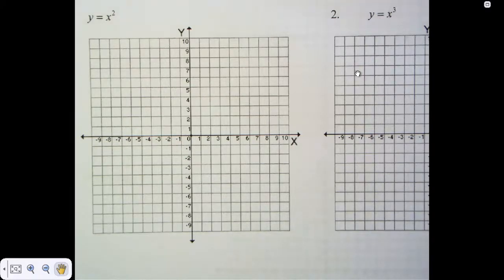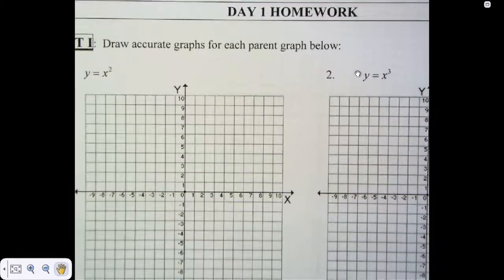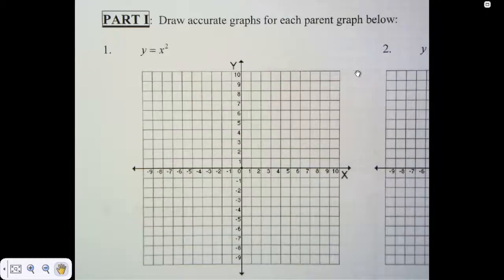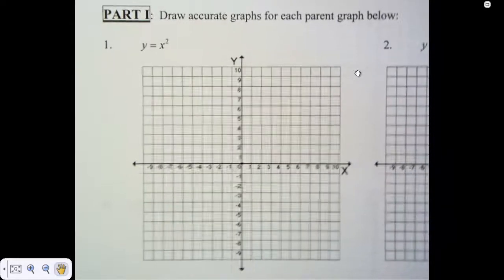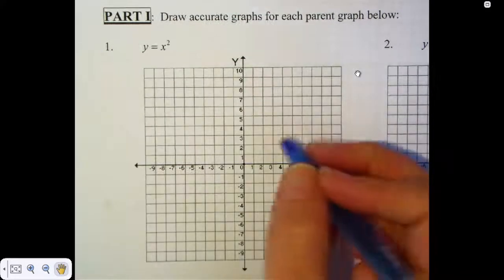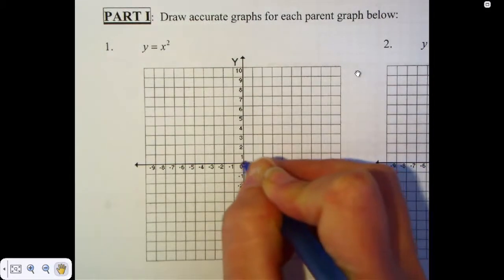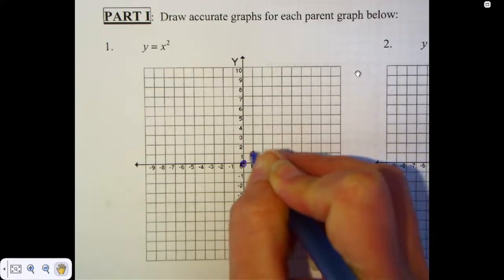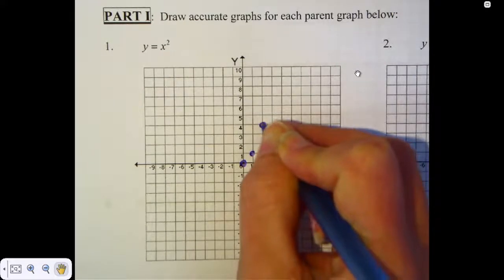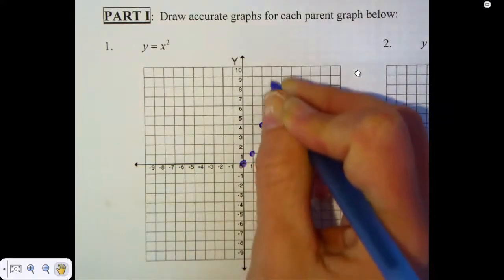So here we go. Our first parent, we're on our day 1 homework, is y equals x squared. And this one you know, you've seen this a lot before. And I just want to remind you how to draw an accurate, quick parent graph of the parabola. So you think about numbers. 0 squared is 0, so the first thing you plot is 0, 0. 1 squared is 1. 2 squared is 4. 3 squared is 9.